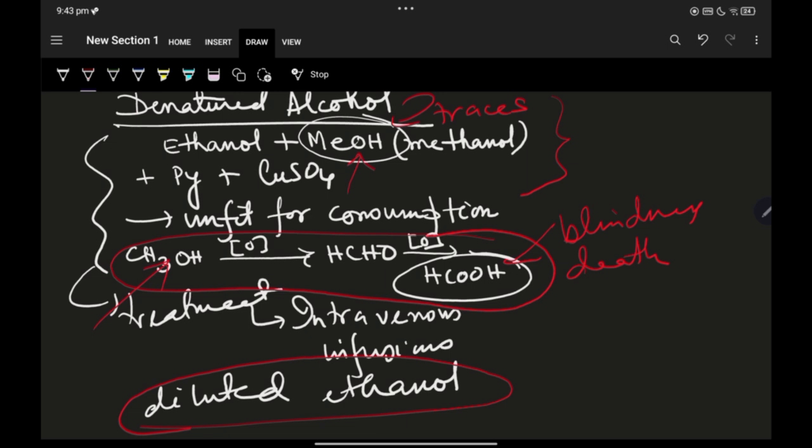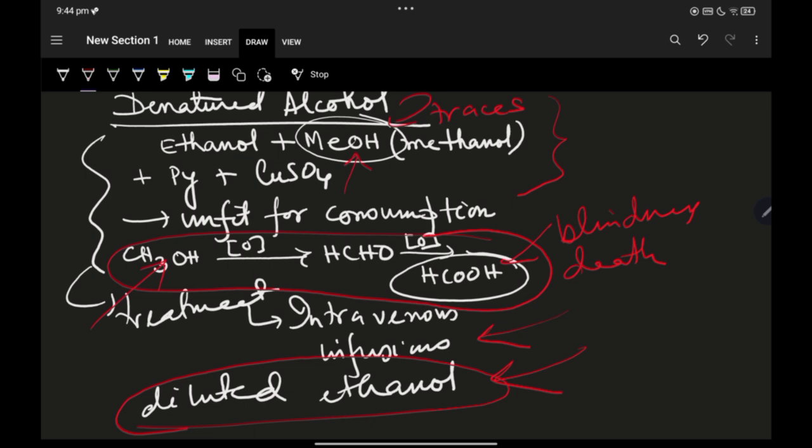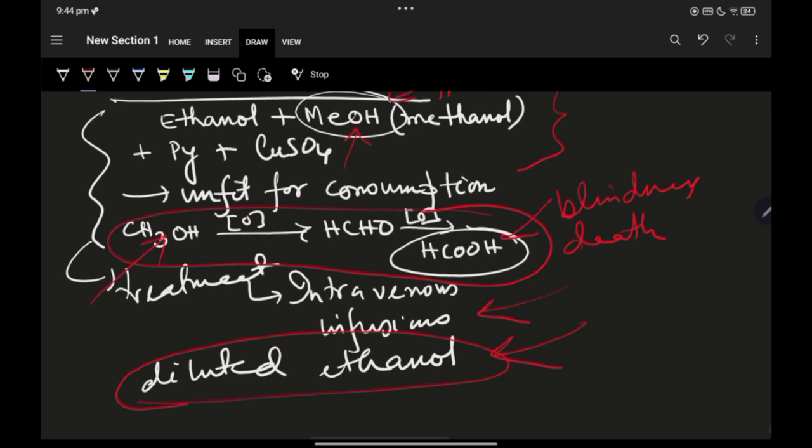How and what to be done if anyone consumes it? Intravenous infusions to be given of diluted ethanol in order to actually stop the enzyme action, the oxidation of methanol to methanoic acid. Your body gets sufficient time to remove the methanol.